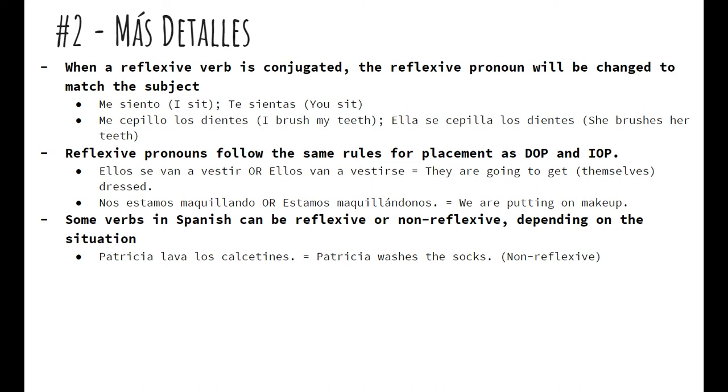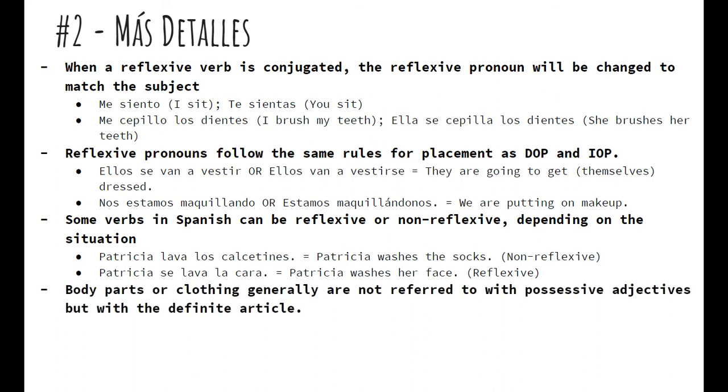Patricia lava los calcetines. However, if it was something like this, Patricia washes her face, that would be reflexive because it's really coming back on herself. She's washing her own face. So Patricia se lava la cara.